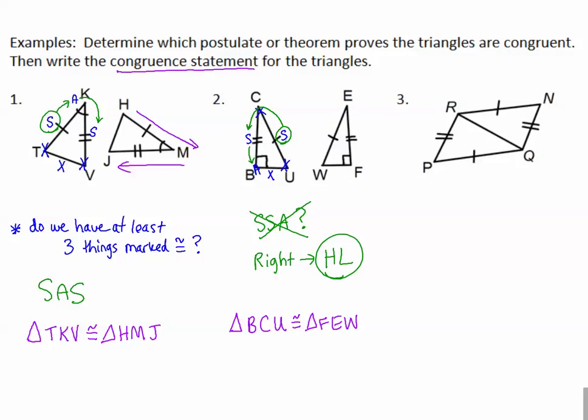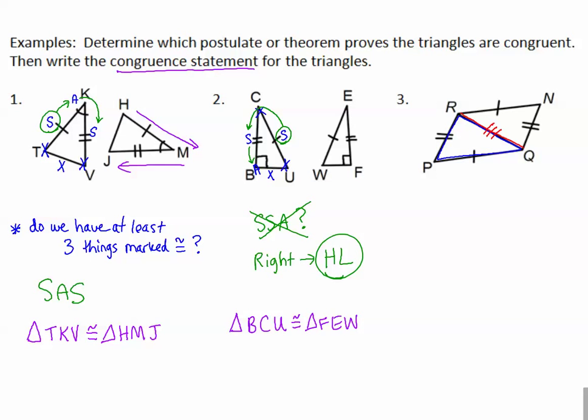Now what can we do in this one? First of all, I see this triangle right here has only 2 things marked. So maybe I say I don't have enough information. But remember the shared side. This side, RQ, is congruent to itself in both triangles. So I'm going to show that it's congruent to itself using the reflexive property. Now we have 3 congruent marks and the same 3 congruent marks in the other triangle.